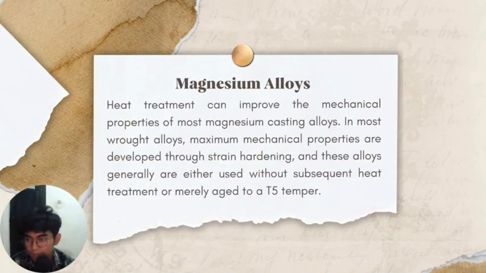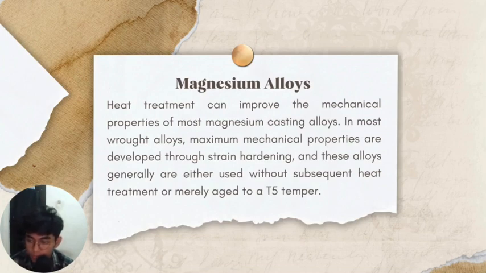Magnesium alloy. The basic temper designation is used to designate the various types of treatment for magnesium alloys. The first one is F, which is as fabricated. O is annealed, recrystallized. H is strain hardened. W is solution heat treated.